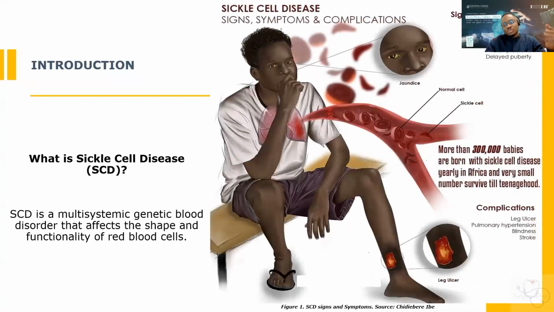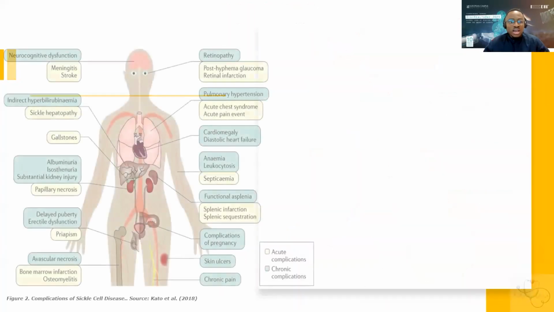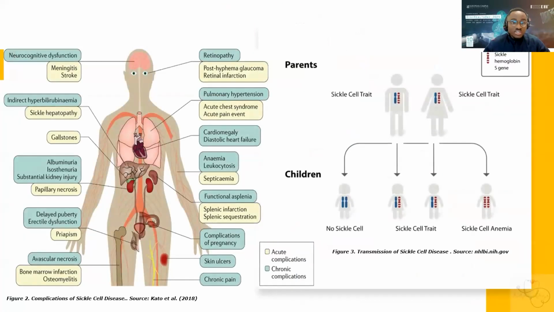So first of all, what is sickle cell disease? It's a multisystemic genetic disorder that affects the shape of the red blood cells and their functionality. Once this happens, it results in several symptoms such as jaundice, frequent infection, anemia, delayed puberty, ulcer, different types of symptoms. But the hallmark of this disease is the crisis, pain crisis, like most people call it. They have pains in most of their joints, in their chests, due to different types of complications in their body systems.